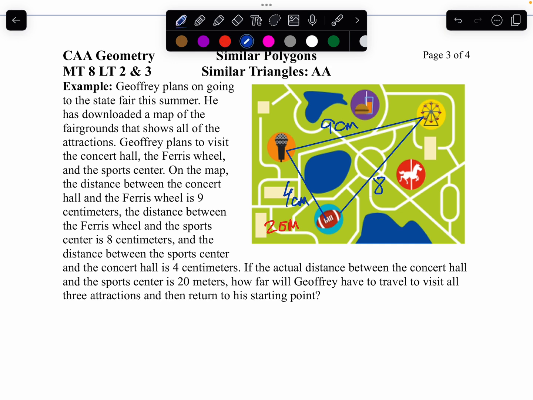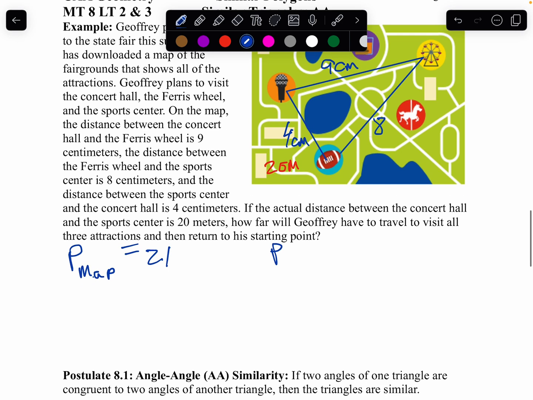We know the perimeter on the map. That'll be 8 plus 4 is 12 plus 9 is 21. I don't know the perimeter in real life. I'll call that P. So what I'm going to say then is P is to 21 as, well, let's look in real life. That's 20 meters is to 4, right?